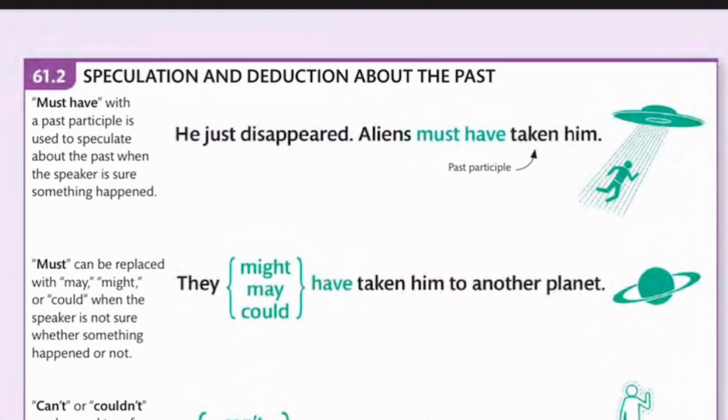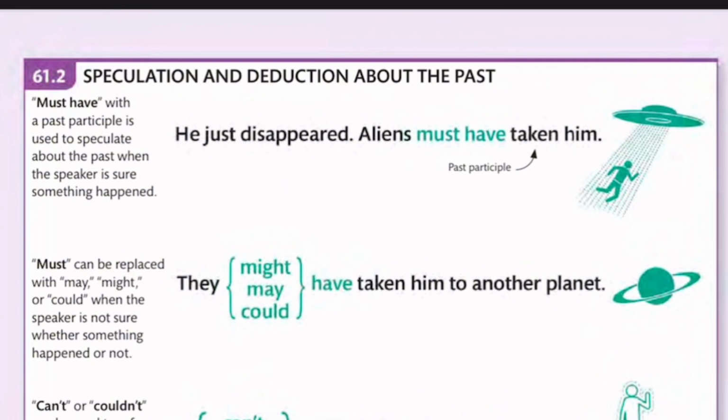Let's talk about speculation and deduction about the past. Must have with the past participle, that's verb number 3, is used to speculate about the past when the speaker is sure something happened. He just disappeared. Aliens must have taken him.